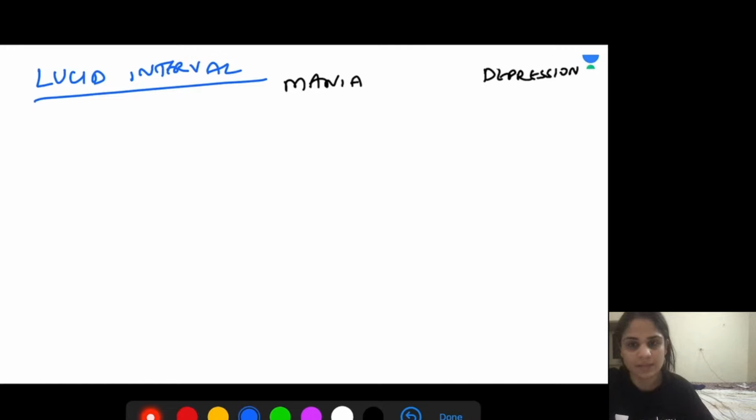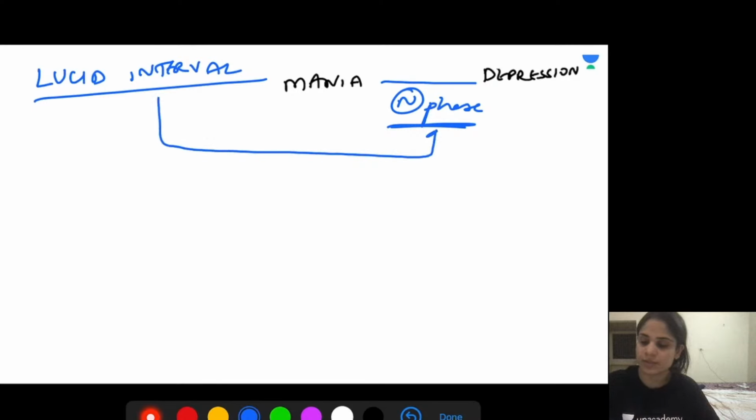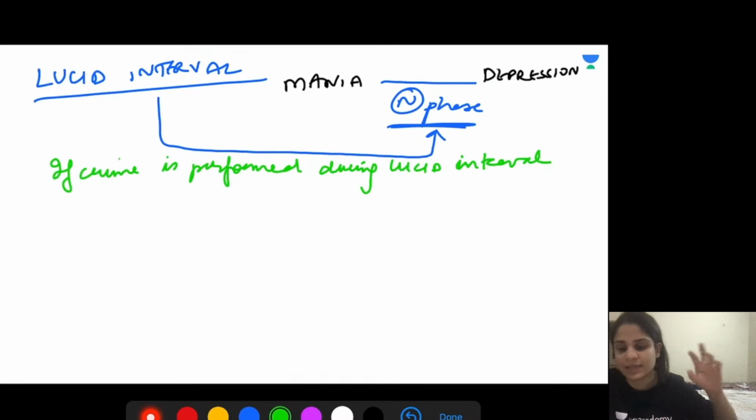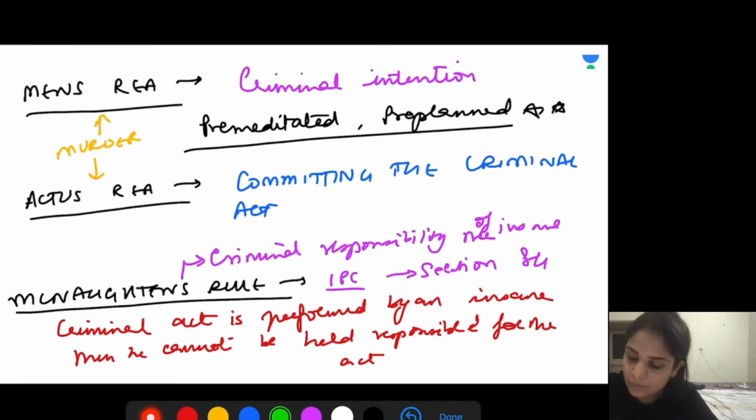In between, sometimes they behave normally also. So this normal time, the time that they behave normally, is called a lucid interval. Okay, so if a crime is performed during the lucid interval, at this time the patient is normal, he can think straight, he has criminal responsibility, he has mens rea, he has actus rea, then in that case you can hold him responsible for the crime.